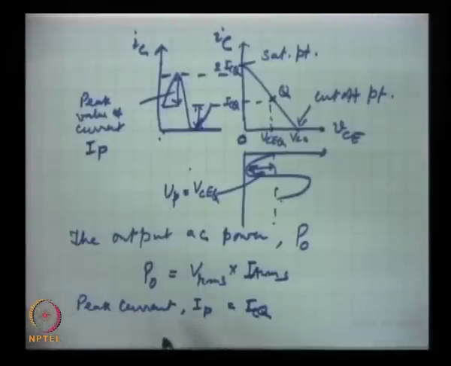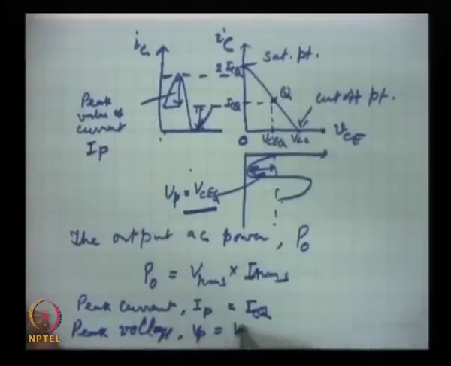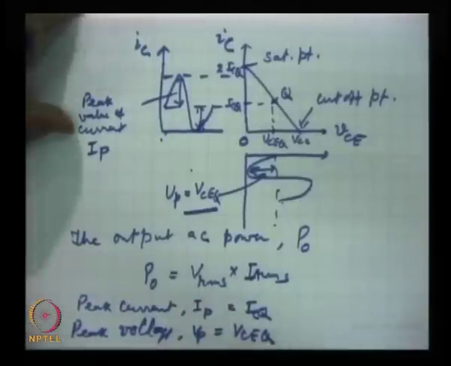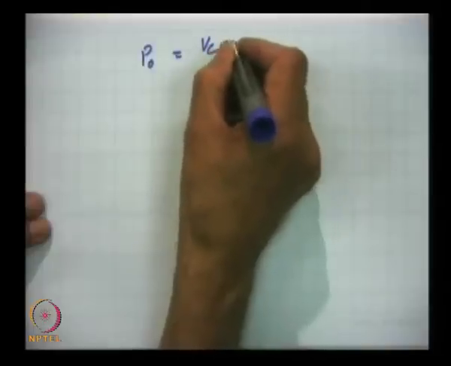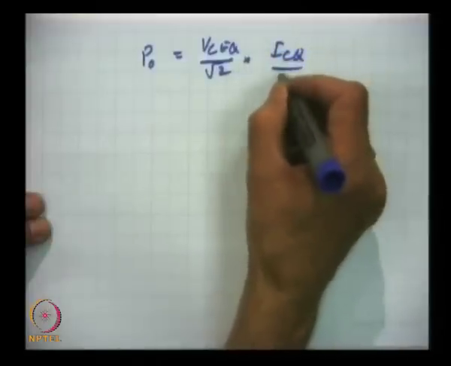And the peak voltage Vp is VCEQ. Therefore, these are the peak values, and we can write the RMS values and the expression for the output power. The output power PO therefore is VCEQ by root 2 into ICQ by root 2.